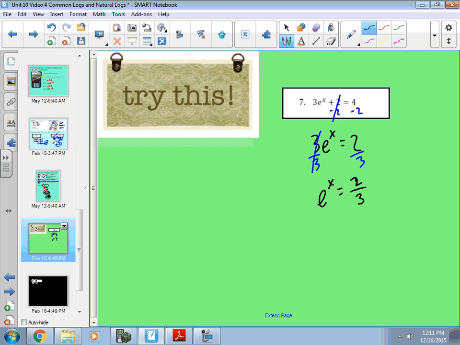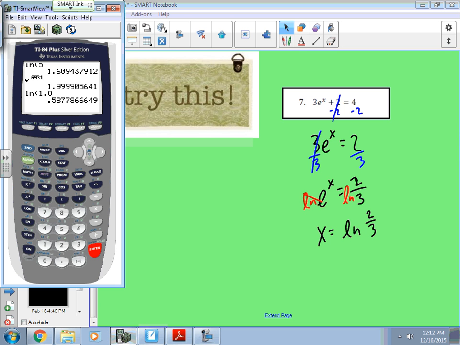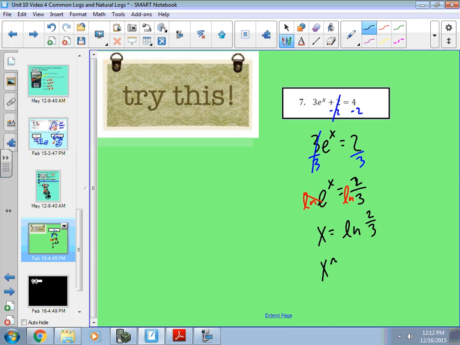Okay, now how do we undo this exponential? If it's an e, take the natural log of both sides, and basically the natural log and e cancel out. So now we've got x equals the natural log of 2/3. We can go on our calculator now and see what that equals. So type in natural log 2 divided by 3, and the answer is about negative 0.41. That would be what that exponent is there.